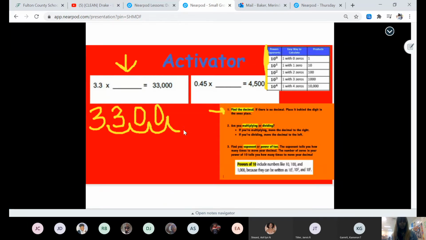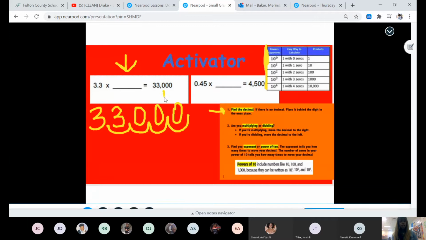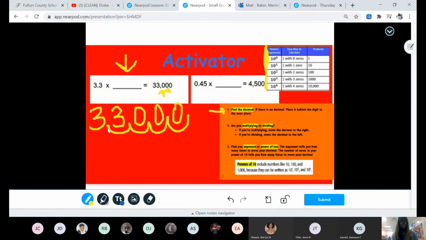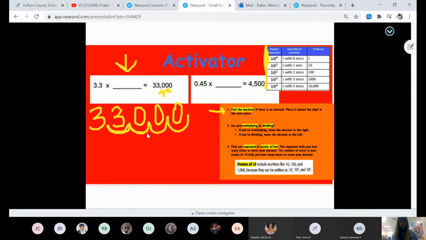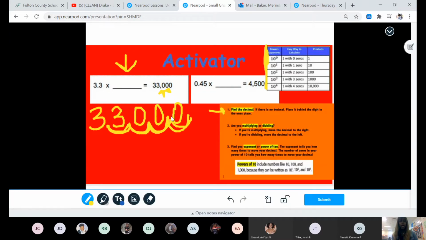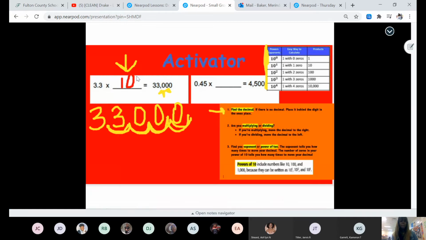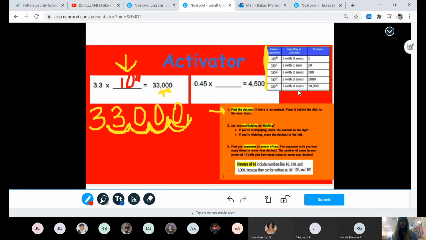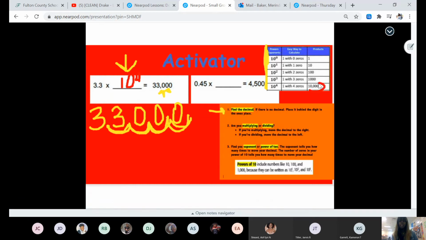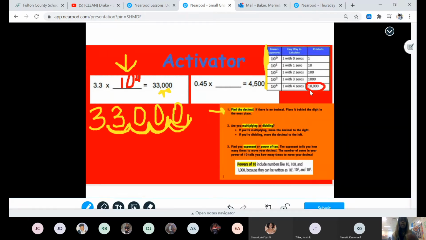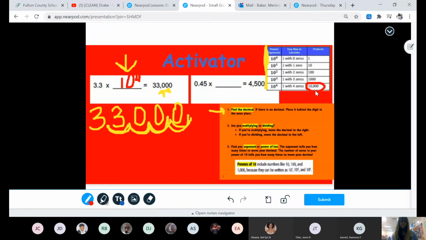Now let me see if I move over again. All right, now I have 3 zeros. It matches our original answer for what they gave us. And I moved 1, 2, 3, 4 times. So that means that we just multiplied 3 and 3/10 by 10 to the 4th power. So that was the answer that was supposed to fill in the blank. And 10 to the 4th power is the exact same thing as if we multiply 3 and 3/10 times 10,000.